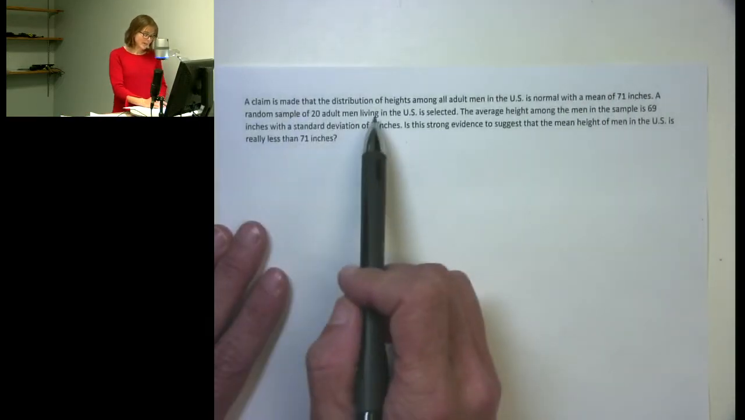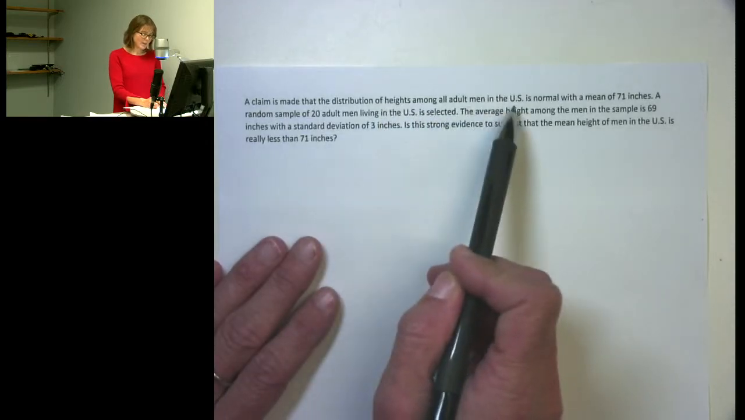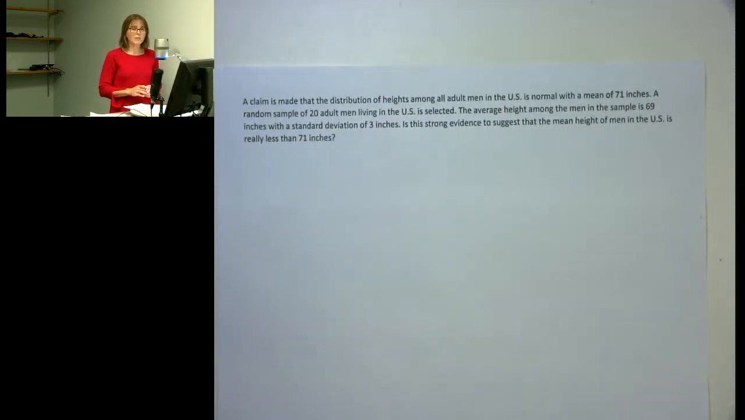So a claim is made that the distribution of heights among all adult men in the U.S. is normal with a mean of 71 inches. A random sample of 20 adult men living in the U.S. is selected. The average height among the men in the sample is 69 inches with a standard deviation of 3 inches. Is this strong evidence to suggest that the mean height of men in the United States is really less than 71 inches?